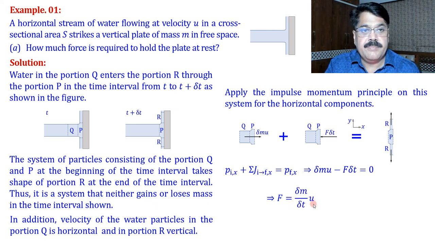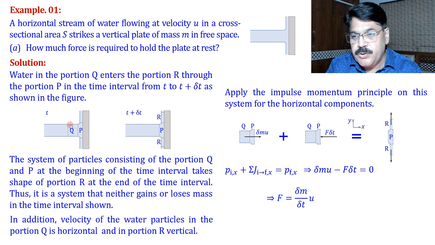The only task remaining is, what is dm? dm is the water contained in portion Q that will enter the portion P in time dt. And we know that every water molecule had velocity u. So all the molecules on this line have velocity u, so in time dt they will travel a distance u dt. So this length must be u dt.